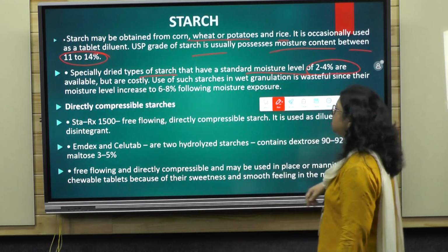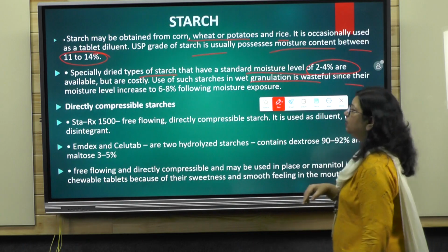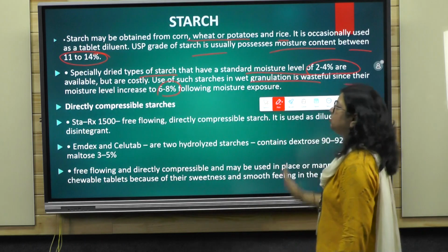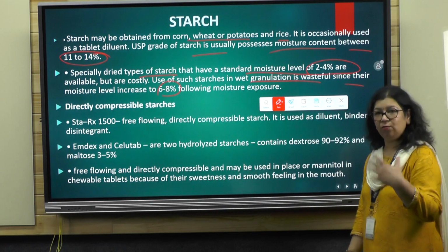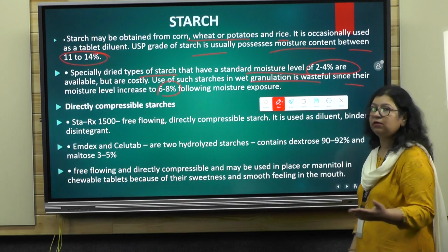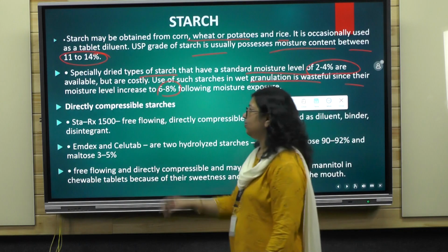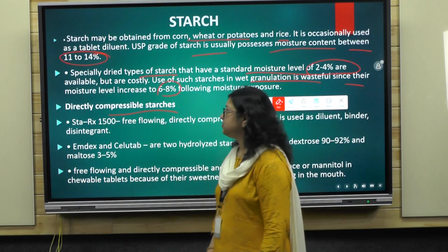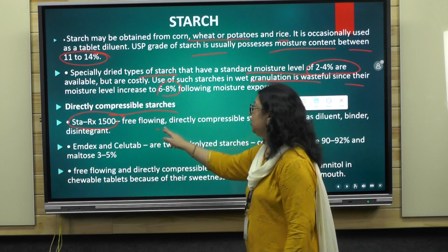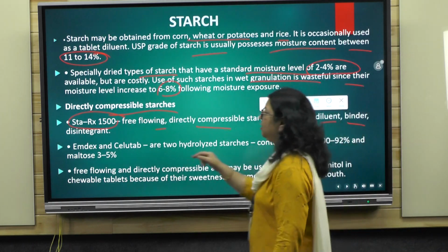And use of such starches in wet granulation is wasteful, since their moisture level increases to 6 to 8% following moisture exposure. So during wet granulation, they absorb a lot of moisture, and then they can degrade the tablet formulation even before the compression of the tablet. And directly compressible starches: Starch 1500 is a free flowing directly compressible starch. It is used as diluent, binder, disintegrant.